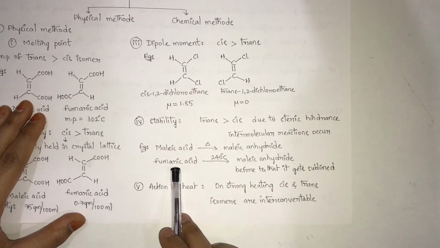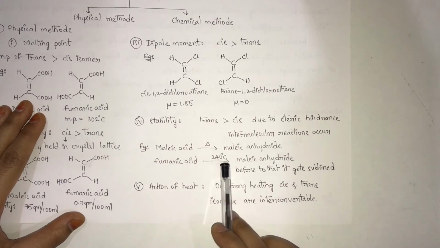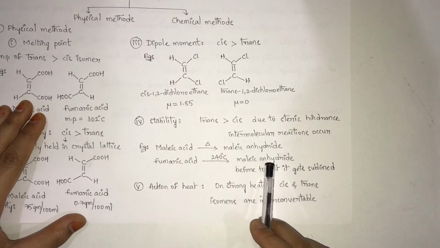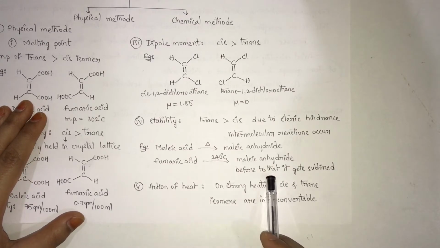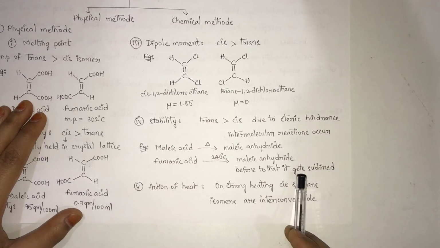Coming to the other isomer, the trans isomer fumaric acid, it needs 240 degrees Celsius in order to get maleic anhydride. Why? Because in the trans isomer, both the acid groups are far apart. We should bring both the groups to one end and perform cyclization in order to get maleic anhydride. But before that, the molecule will get sublimed.